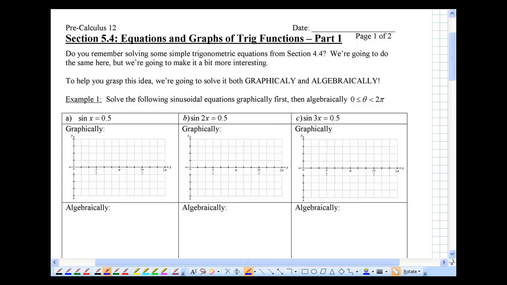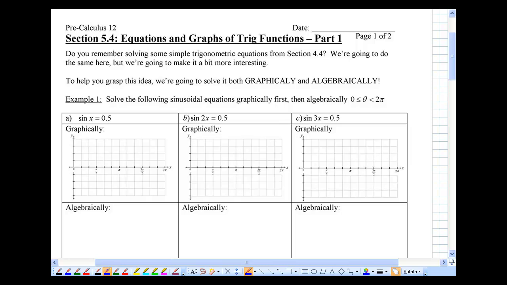Now, to help you grasp this idea, I want to show this to you graphically and algebraically. I'm a visual learner, so I like to see the pictures, but I also understand we need to learn how to do it algebraically. So I'm going to show you both ways. All right, here we go. Let's look at example number 1.